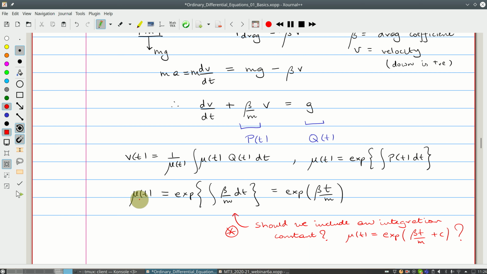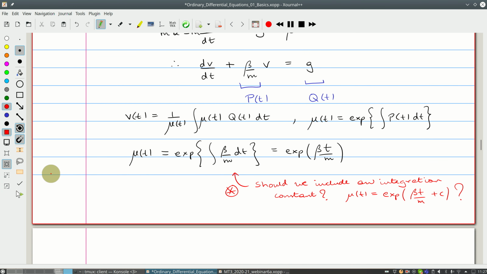Okay, let's find the integrating factor first. P itself is just beta over m, so mu becomes the exponential of the integral of beta over m dt, which is the exponential of beta times time over m. Now I put a question here, should we have included an integration constant? Because normally what happens is, if you integrate something like this, I'm going to choose a different color here.